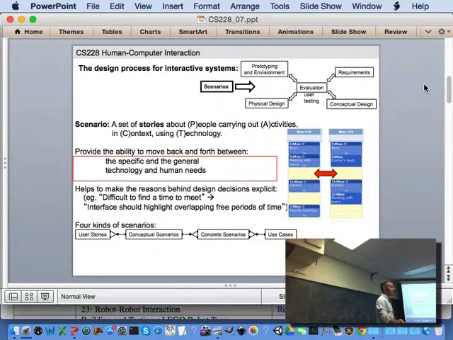All right, I'm an HCI designer. I can create a simple calendaring program for you that just finds overlapping places where people have free time. Schedule the meeting there, done, it's easy. What's missing? A meeting place is missing? Okay, what else?